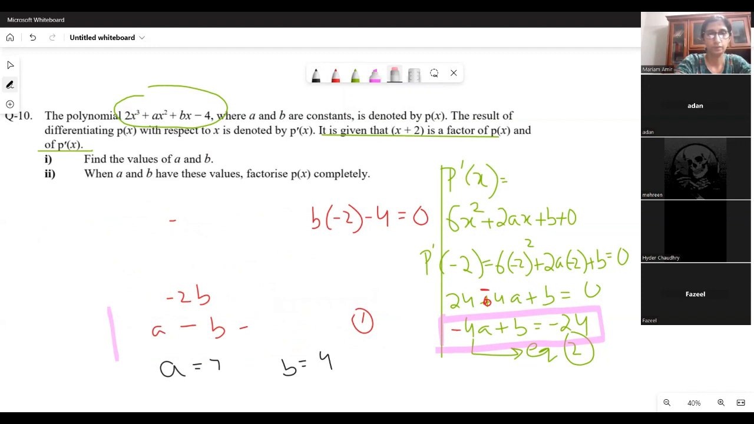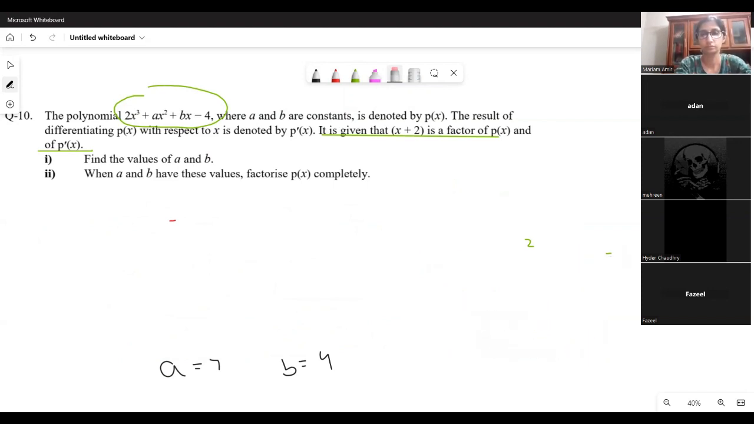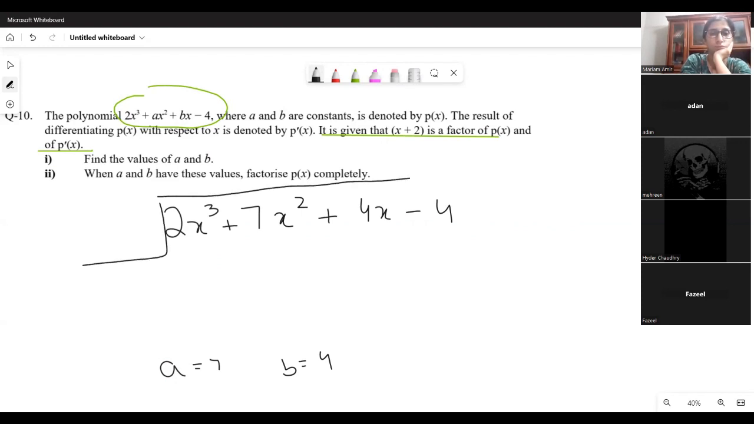And tell me the factorized form of p(x). Let me know when you have the answer.